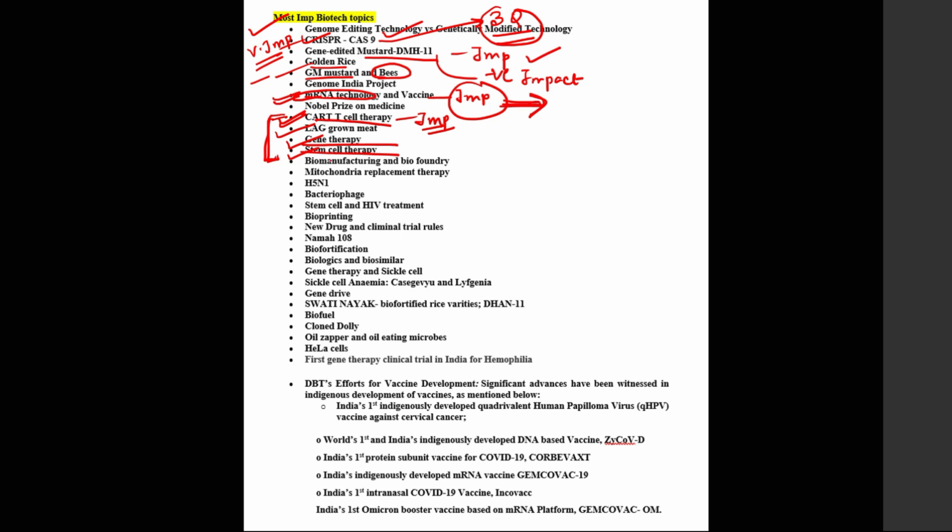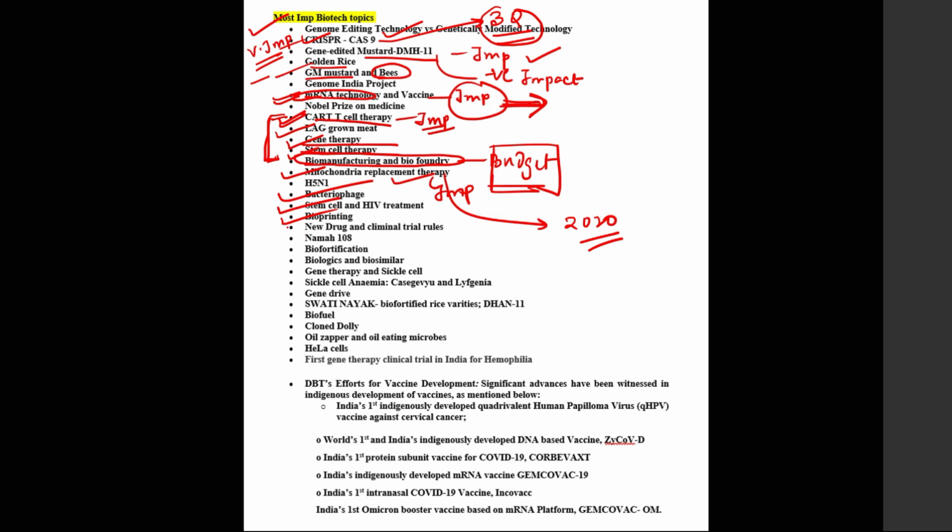Okay. Next, guys, biomanufacturing and biofoundry. This is a very important concept introduced in the budget this year. So they can ask you what are the applications of biomanufacturing and biofoundry. Next, mitochondria replacement therapy. This is also very important, although UPSC has already asked on this topic in 2020. Next, guys, bacteriophage. Next, stem cells and HIV treatment. Next, bioprinting. Next, new drug and clinical trial rules. Next, NAMA 108. Biofortification is also important. Biologics, biosimilar term-based questions can come.